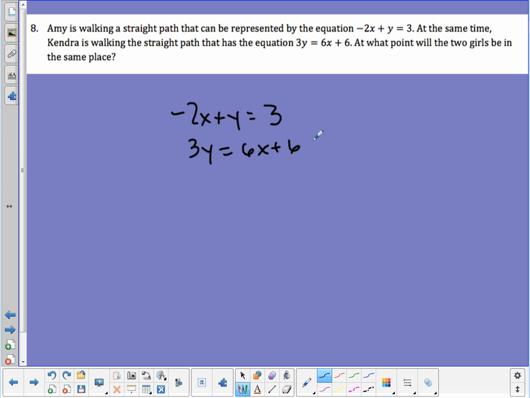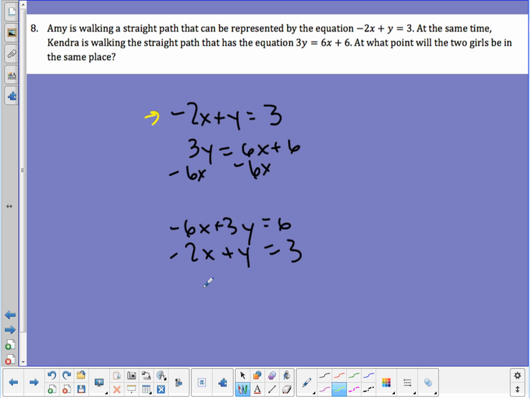One, none of the variables are alone, so it's not super easy to use substitution as it is, but I could very easily either add this 2x over and use substitution, or subtract this 6x back and use elimination. I'm going to choose to change the bottom equation and leave the top equation the same. So I'm going to subtract 6x, and that leaves me with negative 6x plus 3y is equal to 6, and negative 2x plus y is equal to 3. Okay, so the top equation I kept the same, I just rewrote it down below.